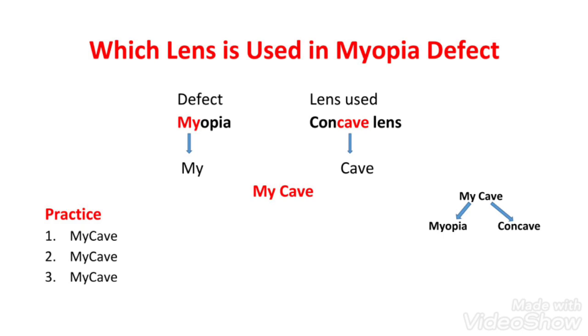The new word we got is my cave. With the name my cave, you can easily remember this topic anytime, anywhere. Practice this name, my cave, my cave. If you practice this 5 times, whenever you need to remember, you can decode it in the exam, as I showed in the slide. My cave means myopia, cave means concave.